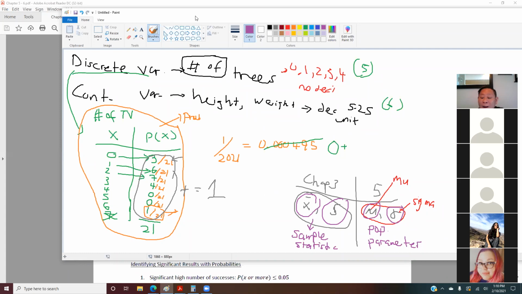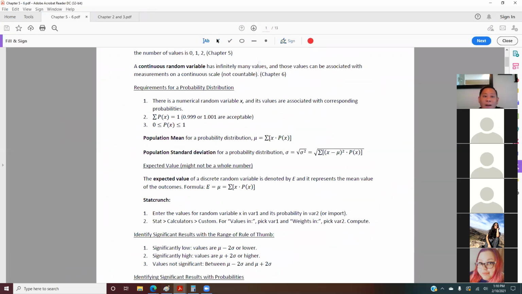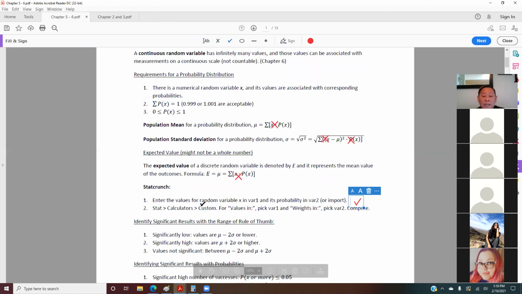And how do you find this mu and sigma? You can either use this formula, which I can tell you, please don't use this formula. Do not use this formula. Okay, you'll be crying if you use this formula. Don't use formulas, but use your StatCrunch. So how do you do it in StatCrunch is you put your random variable x in var1, probability in var2, and then go to stat, calculator, custom, values in, pick var1, and weight in, pick var2, and compute. So I just showed you how I do it.